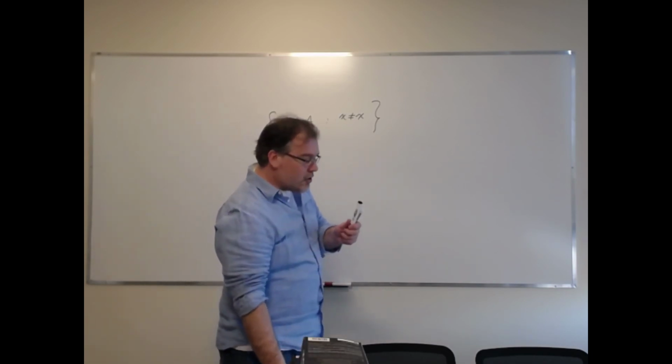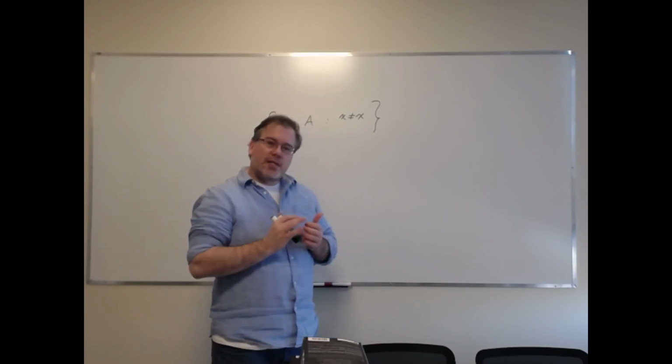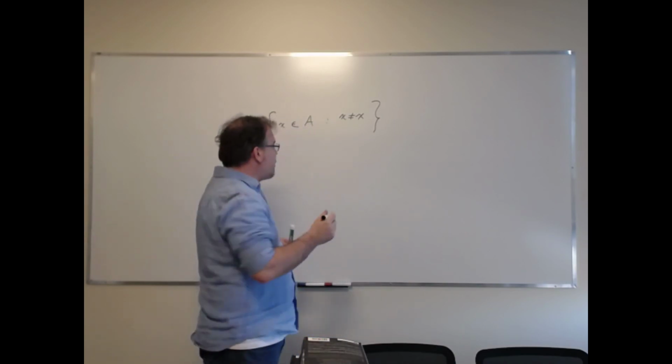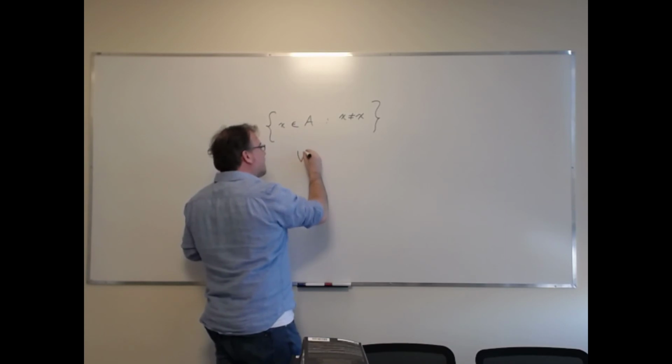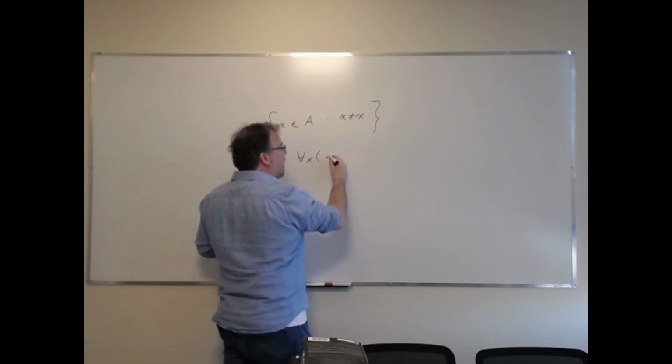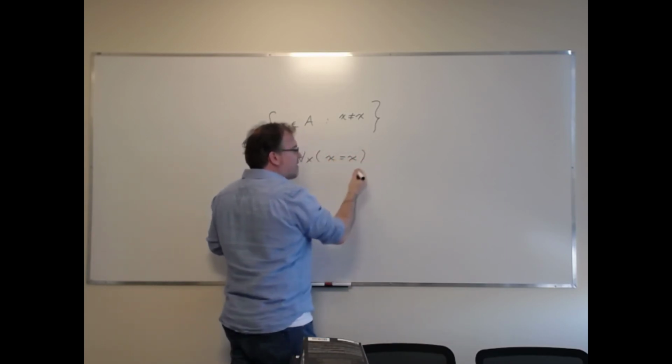Now, if there's one thing that we know at this point about the identity relation, it is that for all x, x is identical to itself.